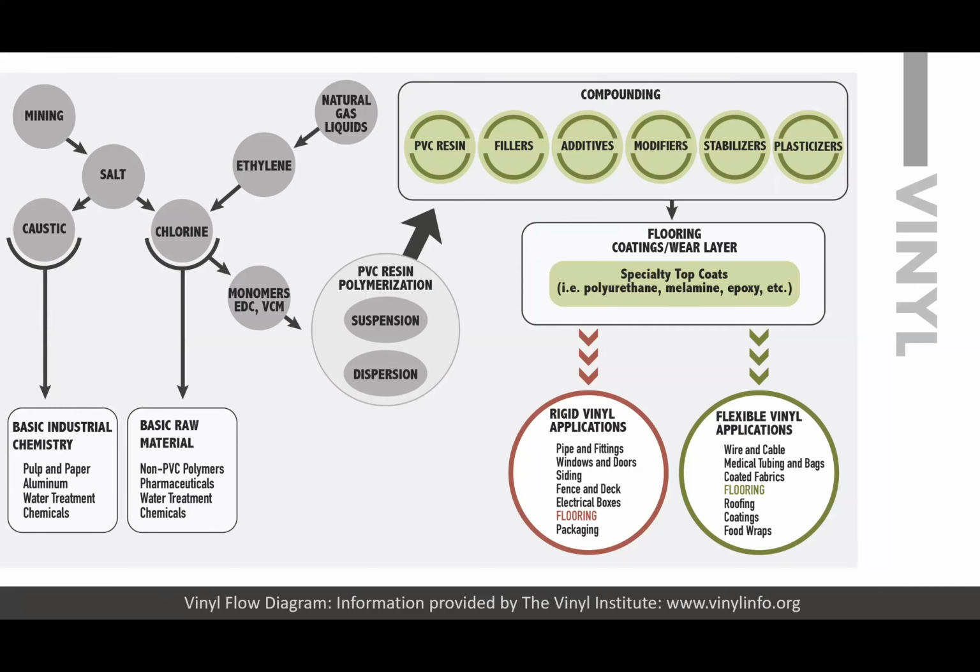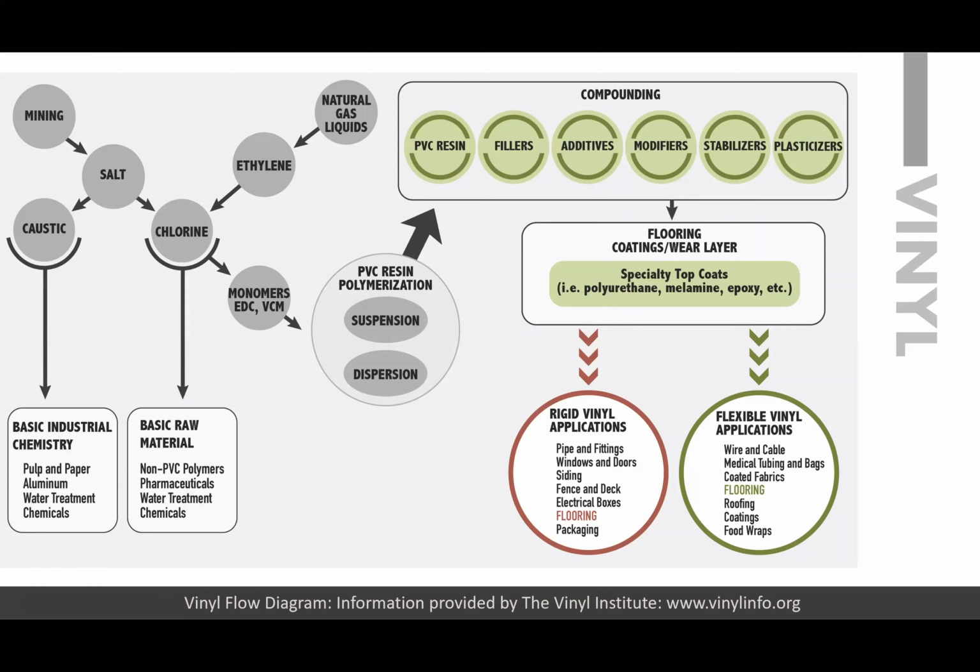Chlorine is a basic raw material. It is used for various things in terms of water treatment and pharmaceuticals and the like. And then from natural gas, ethylene is created when it's separated. So chlorine and ethylene come together to create vinyl chloride monomer. The monomer is then put together in a PVC resin polymerization process. That's where PVC resin comes from.